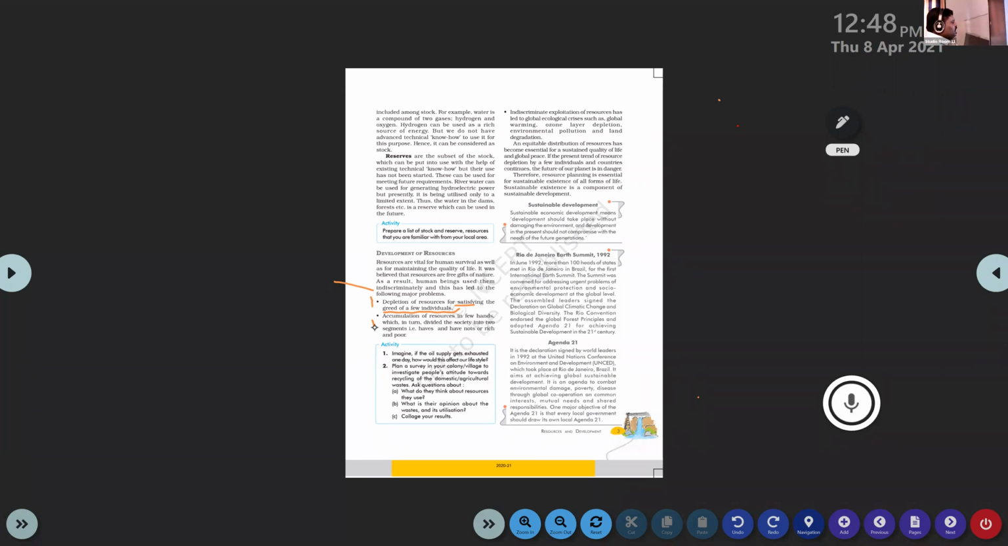Next one, third point here. Point-wise answers are there, okay? This is the third point for you. Indiscriminate exploitation of resources has led to global ecological crises such as global warming, ozone layer depletion, environmental pollution, and land degradation. So overutilization of resources will lead to a number of other problems also.